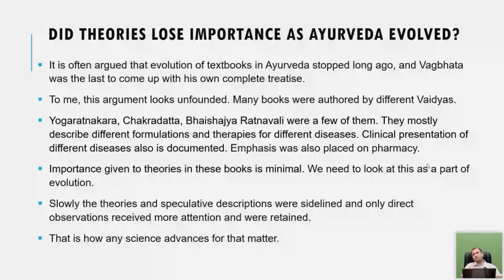And emphasis was also placed on pharmacy. See, all this is pratyakshagamya, observation based, right? And as the newer textbooks were written, the theory portion was slowly sidelined. The importance given to the theories in these books is minimal. We need to look at this as a part of evolution. Slowly, the theories and speculative descriptions were sidelined, and only direct observations received more attention and were retained. That is how any science advances, for that matter.